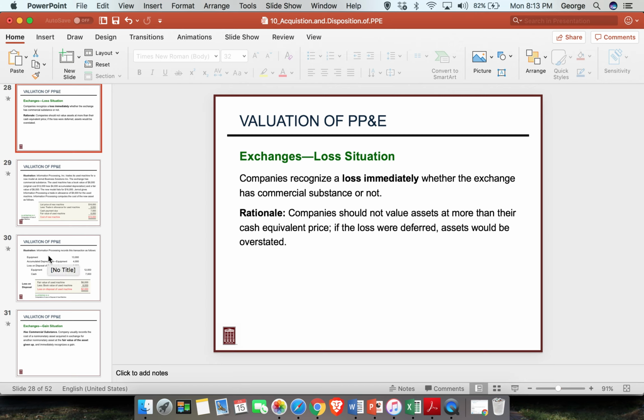In exchanges with a loss situation, you normally recognize that loss immediately, whether or not there's commercial substance, and partly that's due to conservatism. Also, we should not value assets at more than their cash price, so we don't have a lower of cost or market issue. If losses were deferred, assets would be overstated.